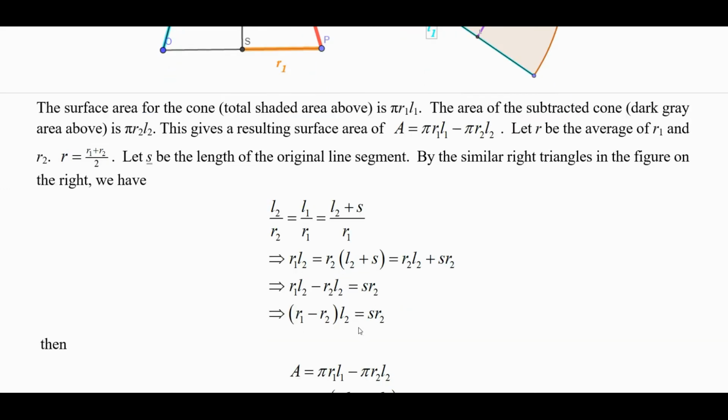All right, now we'll just do a little algebra here. Let's see here. What are we going to do first? We're going to basically multiply both sides, from the first to the last equality, by R1 and R2, or cross multiply. So you get R1 times L2, and you get R2 times this sum here, L2 plus S. Distribute. We get R1 times L2 equals R2 L2 plus S R2. All right, I'm going to solve for S R2, so the S R2 is here. Subtract R2 L2 from both sides. Factor out the L2. We get R1 minus R2 times L2 is S times R2.